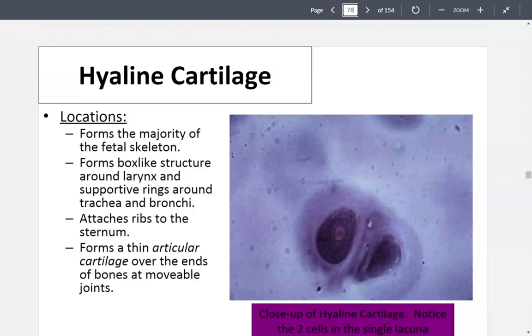It's also later in life going to stick around by forming the box-like structure around your larynx and the supportive rings of your trachea and bronchi. It's going to be the attachment cartilage for your ribs to your sternum, and it is going to form the thin articular cartilage that covers the ends of bones at movable joints. So we will be talking about articular cartilage when we talk about joints, which is in our bone unit, which is unit 5. And so we will be talking about that more there.